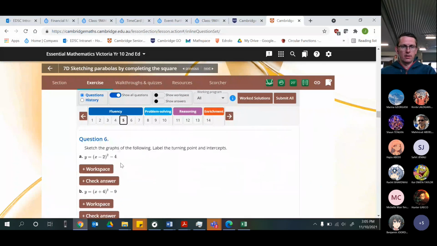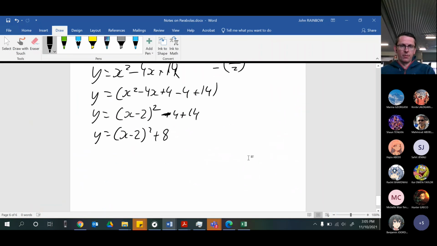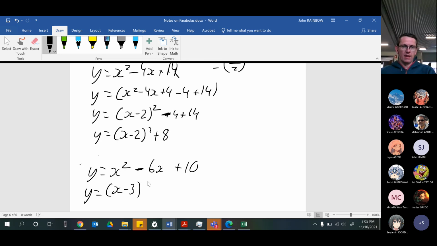Do one more a bit quicker, and then I'll leave it to you guys. I'll just make one up, actually. y equals x squared minus 6x plus 10. y equals, I know that's going to be x minus 3, so just half that. That goes into there. Half of that is 3, then I just square it. 3 squared is 9, so it's going to be minus 9, and it's always minus 9 plus 10. So y equals x minus 3 all squared plus 1.